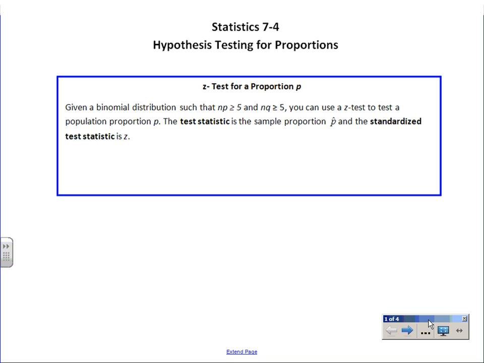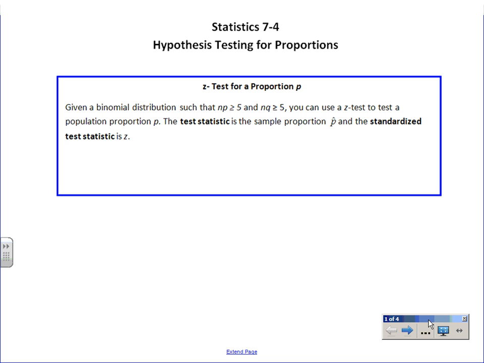So given binomial, remember binomial means that each trial has the same probability. For example, flipping a coin is a great example of binomial because each individual trial should have the same probability, right? 50-50. And to use this, though, we have to make sure np and nq are greater than or equal to 5, because remember that is when we get something that is at least somewhat normally distributed. If we get outside that, it gets a little iffy.